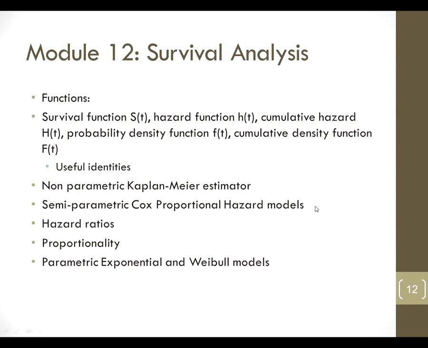We talked about two different approaches to modeling survival. So you can use your non-parametric Kaplan-Meier estimator or your semi-parametric Cox proportional hazard models. And these can accommodate different sorts of predictors. We learned about how to interpret hazard ratios and what those really mean, and then the proportionality assumption associated with these models. And then at the very end of the lecture, Lee talked about parametric, exponential, and Weibull models, but we didn't focus on that in the lab or the assignment.